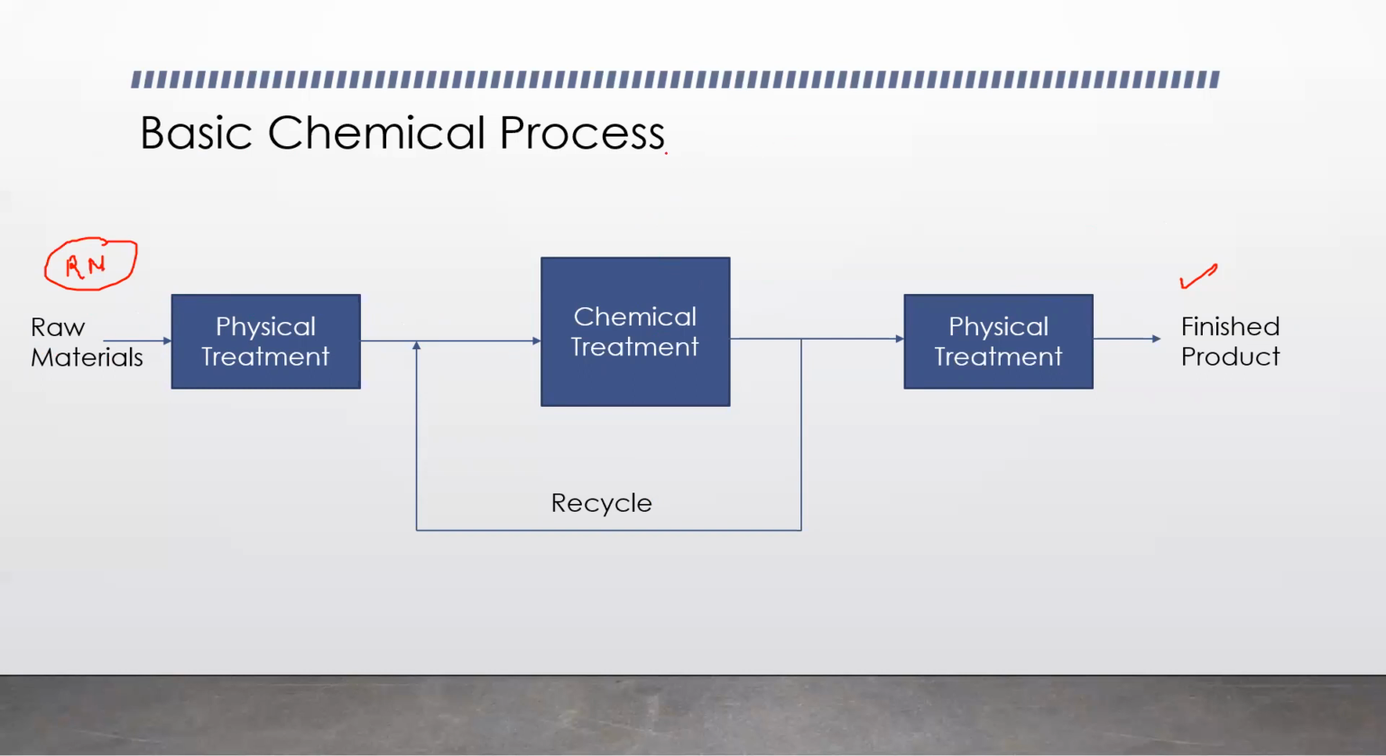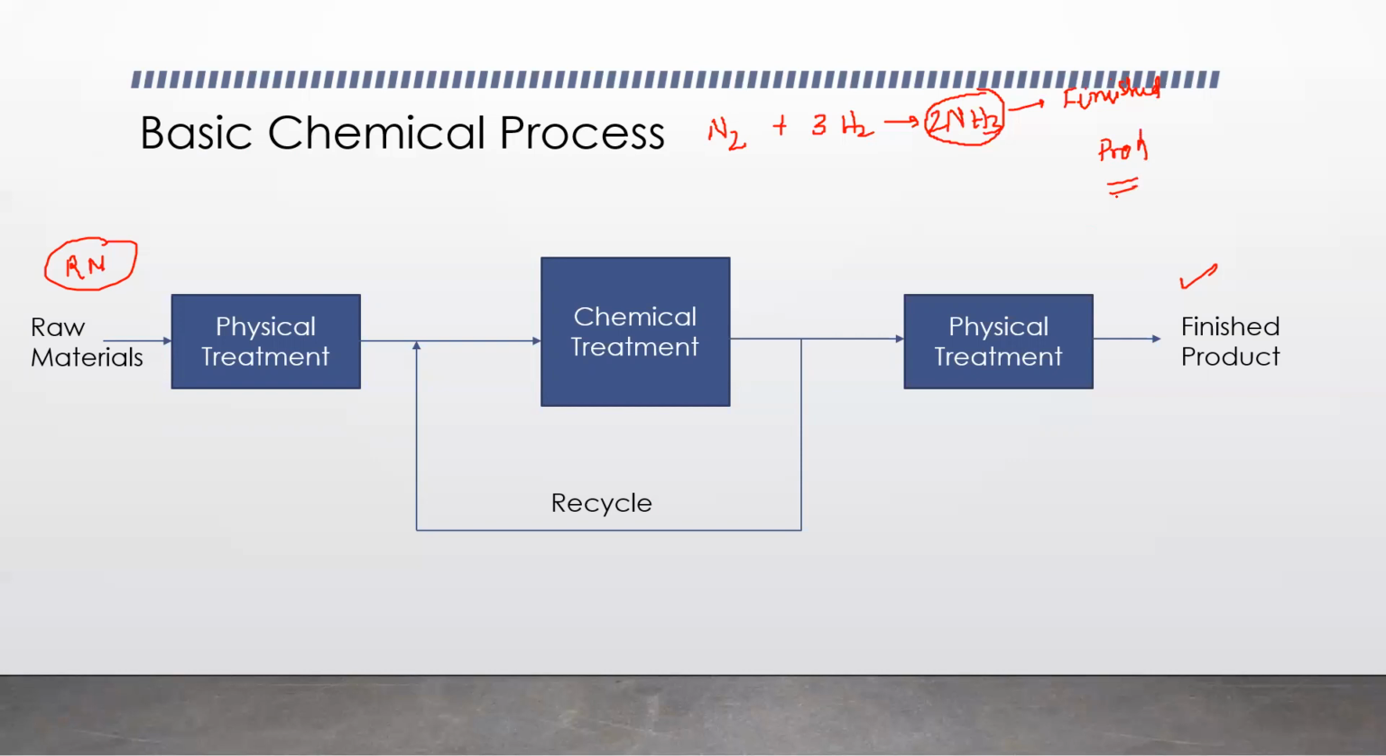Let's take a very simple reaction that you might have studied in 12th standard. Nitrogen plus hydrogen gives you ammonia. This is a very common reaction that is taught in 12th standard. So suppose we want to produce ammonia. Basically, ammonia is our finished product.